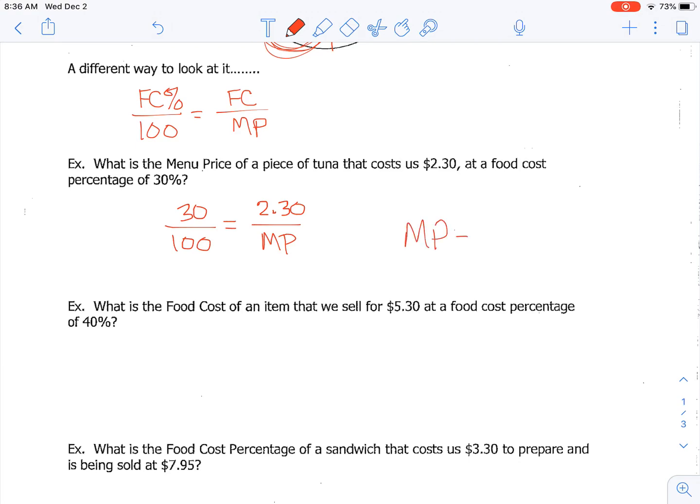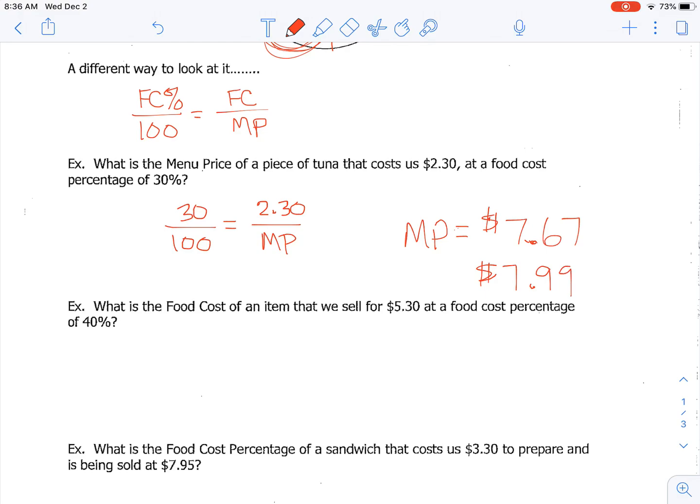the suggested menu price is $7.67. You're always going to round up when it talks about money. No matter what, you're going to round up to at least the next penny. Now, this is just a suggested menu price. You could put it on the menu for $7.99.